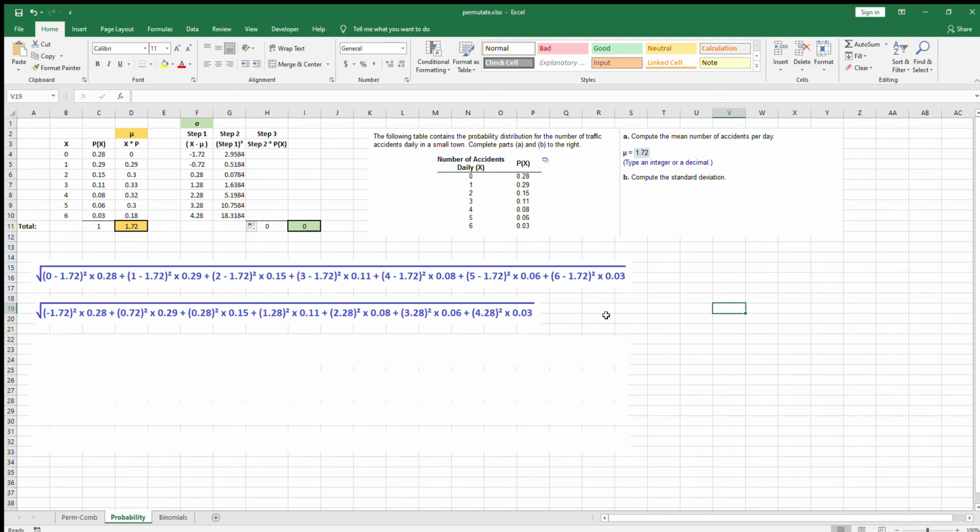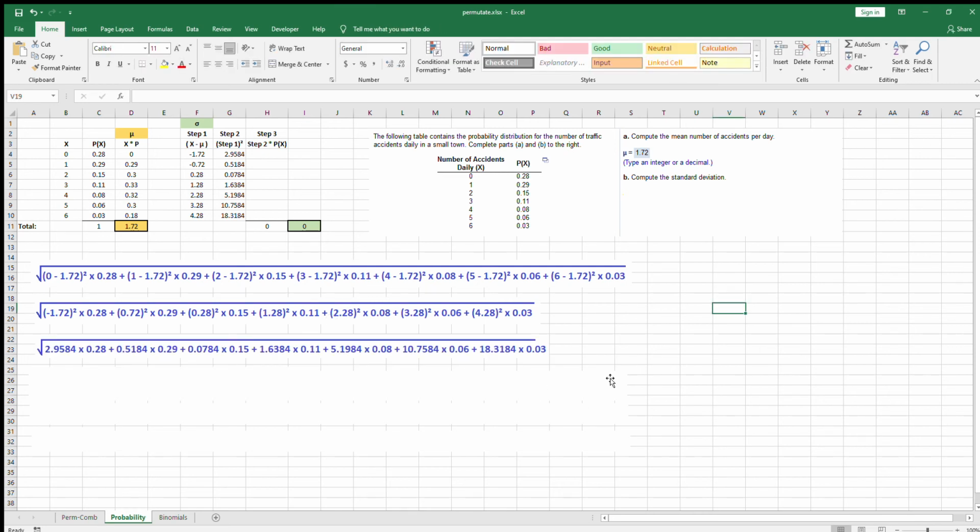And if you want to see what step we'd be on in BEDMAS in the actual equation, this is where we are. So we've got each number that was inside the bracket plus the exponent evaluated, and now we're going to multiply each number by the probability that that number of accidents will happen. So we're going to take this number here, and multiply it by the probability, which is over here. And we can just drag this down.